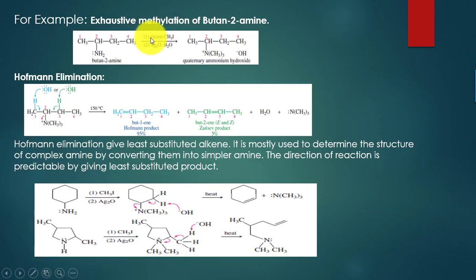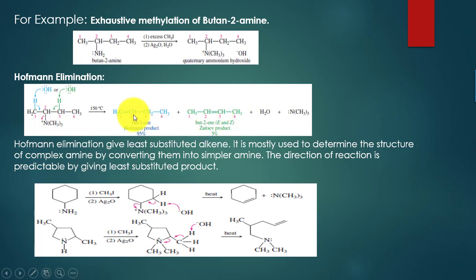An example is shown: exhaustive methylation of butylamine, and then further treatment with silver oxide leads to the formation of quaternary ammonium hydroxide. In Hofmann elimination, the hydrogen on the carbon next to the carbon on which the amine group is attached will leave and results in the formation of alkenes, water and amine.